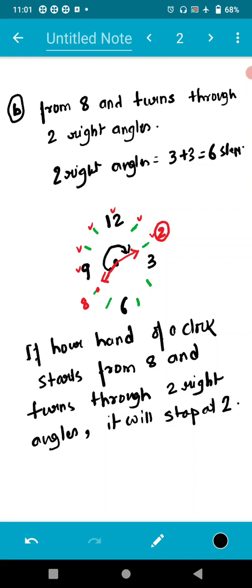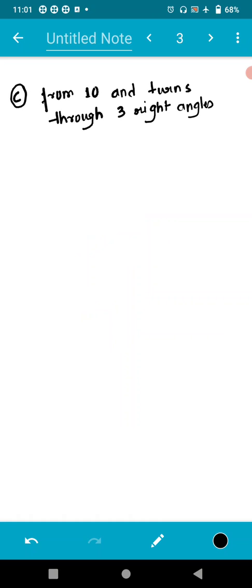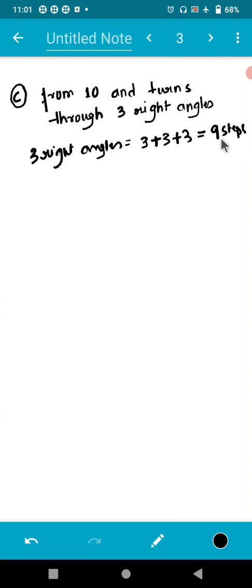Okay, so this is the solution of sum number B. Now let's move on to sum number C. Now from 10 it turns through 3 right angles. Now 3 right angles would be how many steps? I know most of you know it. So 3 plus 3 plus 3. So 3 right angles means we have to take 9 steps. We have to move 9 steps.